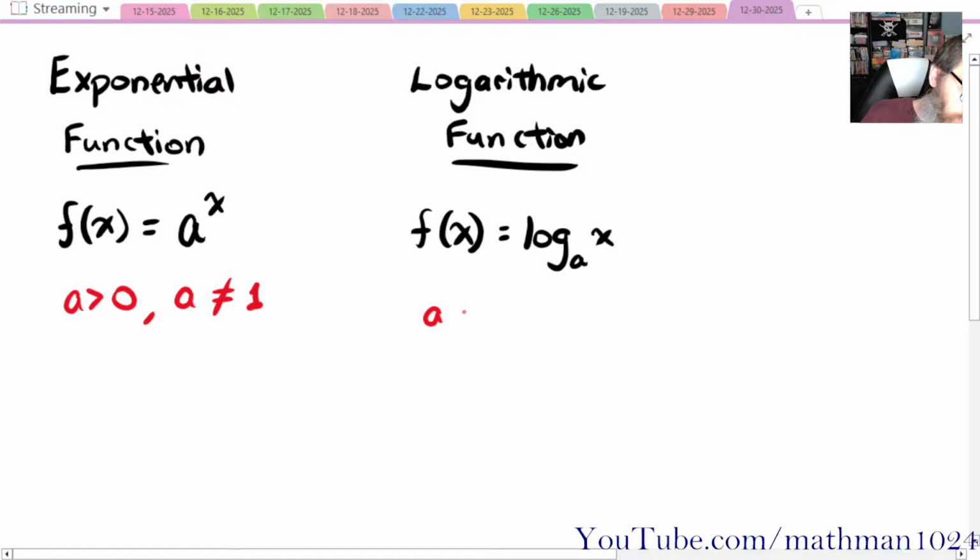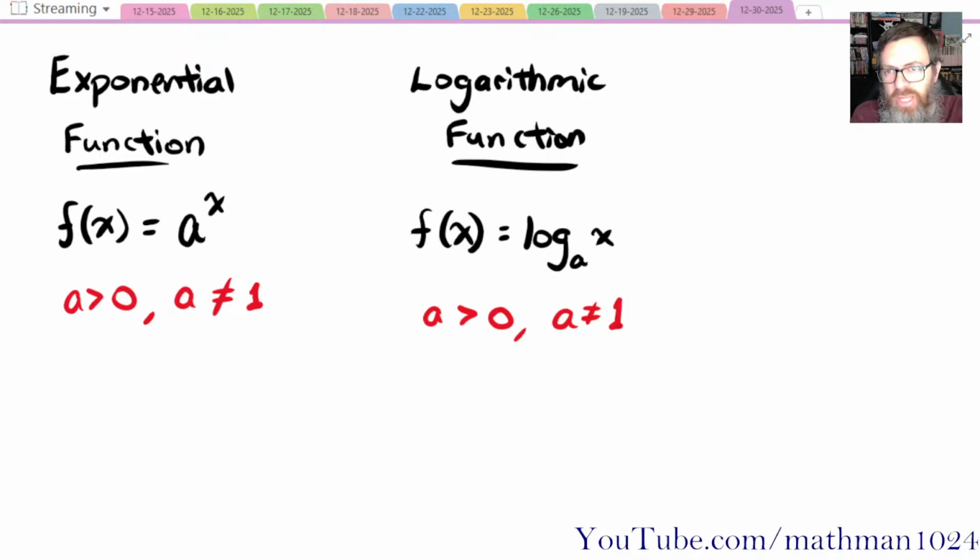Maybe that's a dream. So the base here has to be positive, and it cannot equal 1. So the restrictions on the base have to be the same: positive and cannot equal 1. When I've got the log base a of x, we're only going to consider the base being positive and not equal to 1 because of how the logarithm connects to the exponential function.